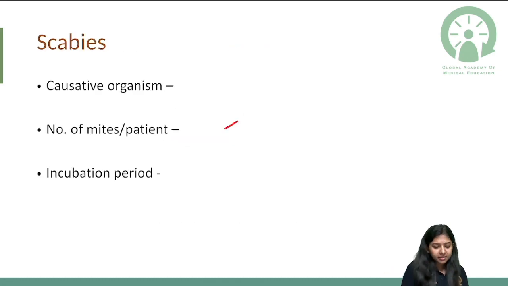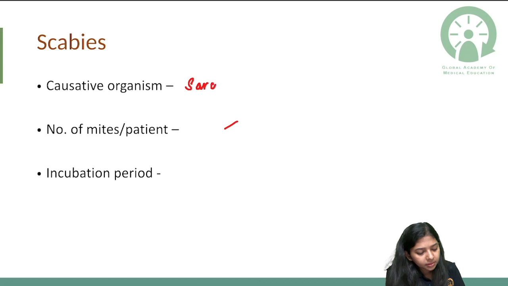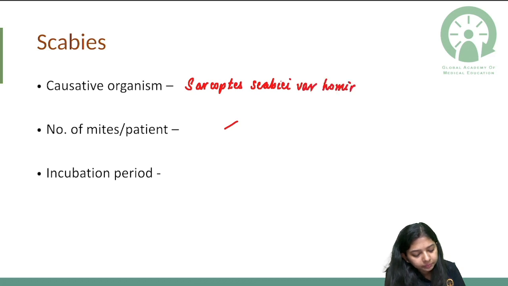Let's quickly revise scabies, right? What is the causative organism? The causative organism is Sarcoptes scabiei var hominis. It's a parasitic infestation caused by Sarcoptes scabiei var hominis. What is the average number of mites per patient? 10 to 12, right?